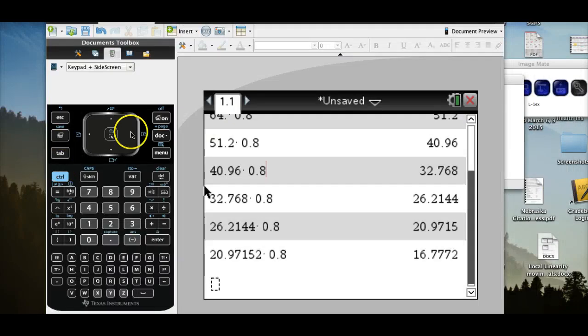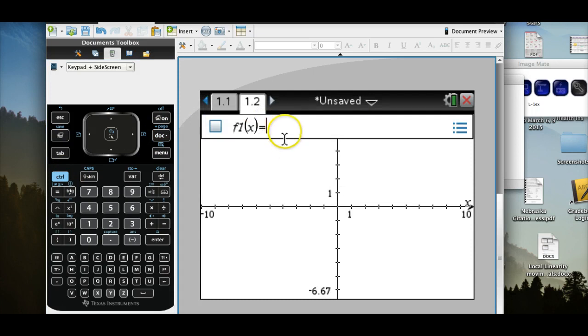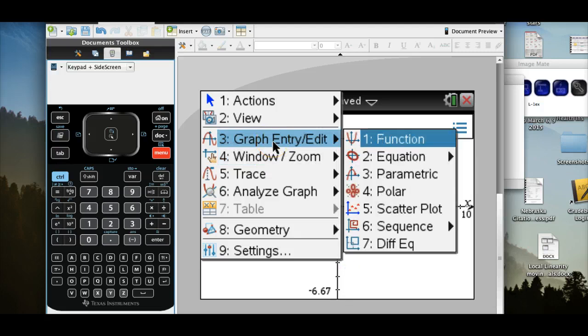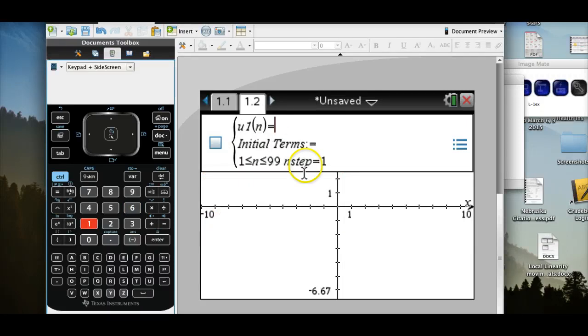We're going to type this into our calculator. On our calculator, we want to get a new screen. So we go to new document, and we add graphs. If I look at this entry, I don't like it, so I'm going to go to menu, then graph entry number 3. Under that, there's a sequence number 6. I pick that sequence, and I end up with this right here.